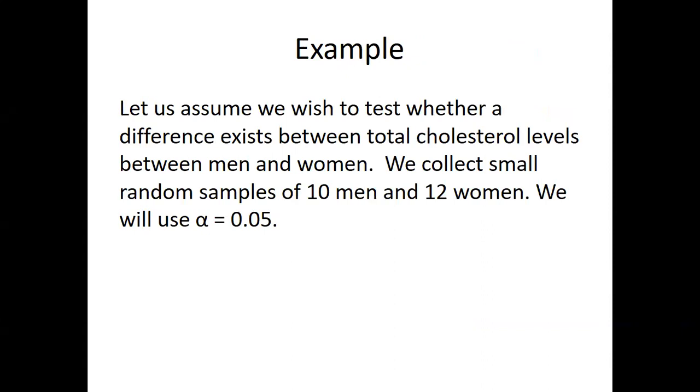Okay, let's do a quick example and then let's get out of here and let y'all get to some things you need to do. Okay? Let's just walk this through. This is about cholesterol levels. I want to try to sew this back together, and this is where I will reemphasize those three key points. It's a basic teaching example. I actually use this in the honors biostats class, so please don't be offended. We collect a small random sample of 10 men and 12 women. We will use alpha equal to 0.05.